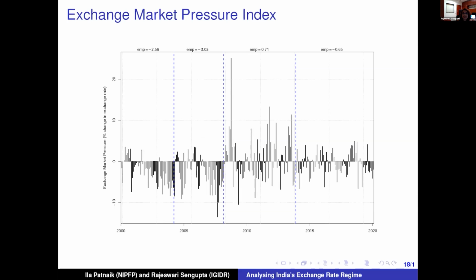And that flips completely after the global financial crisis, understandably so. A lot of emerging market countries faced depreciation pressure, and the rupee-dollar exchange rate did the same. The EMP becomes positive, averaging 0.7%. And in the final period, once again, the EMP turns negative, implying that on average there was pressure on the rupee to appreciate. And notice that the pressure on the rupee to appreciate in the last period, on average, is much lower than the pressure in the pre-GFC era.